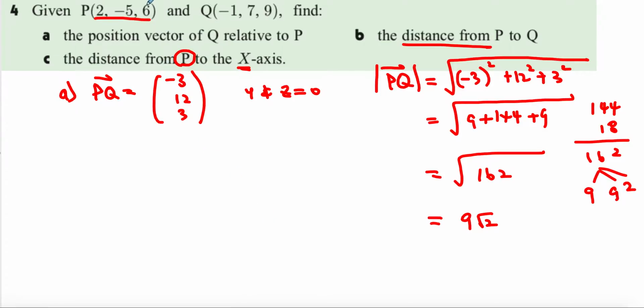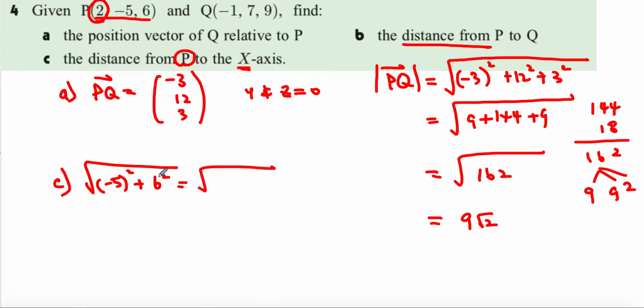That means this x value doesn't count for anything. And we're simply looking for the distance measured from -5 to 0 because the y value for the x-axis is equal to 0, and then the z value for the x-axis is equal to 0 as well. So we end up getting part C is simply square root of -5 squared plus 6 squared. That's basically what we end up getting. So we get 25 plus 36. So we get square root of 61. That becomes our answer.